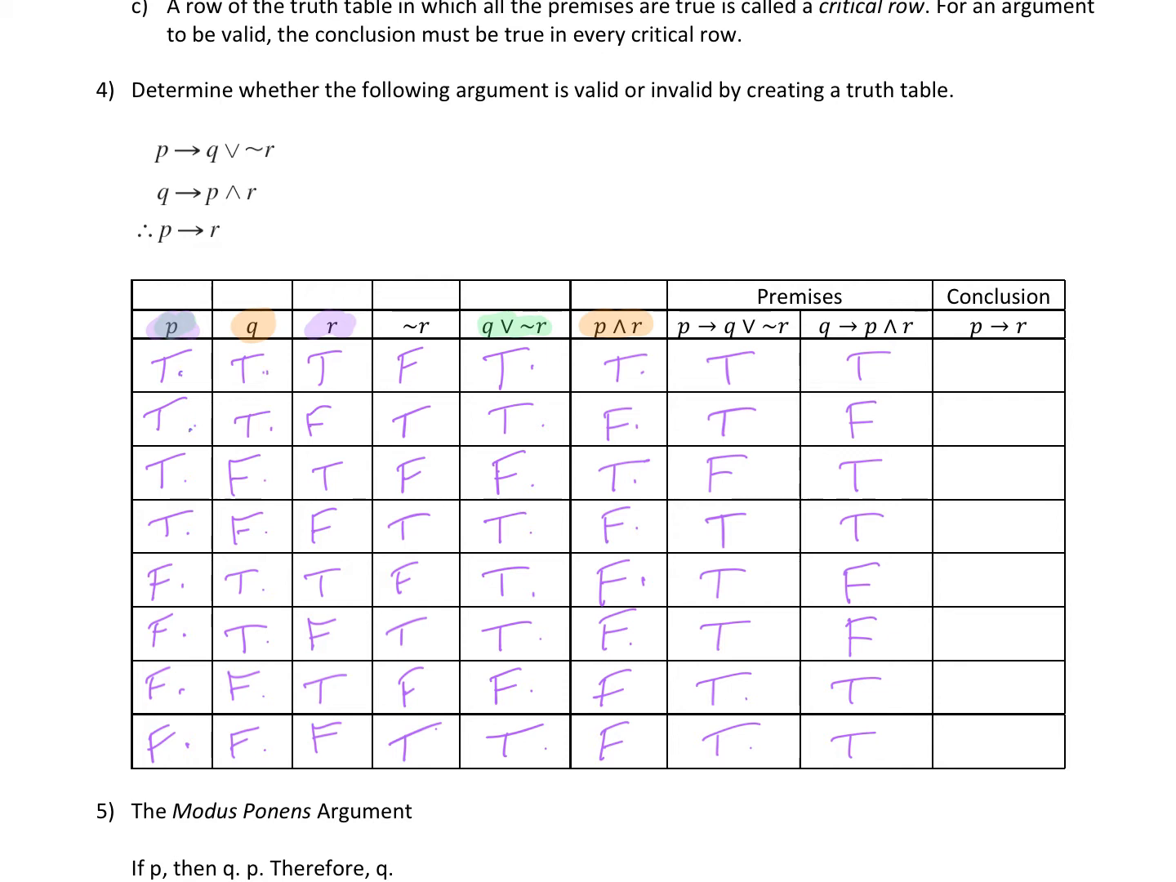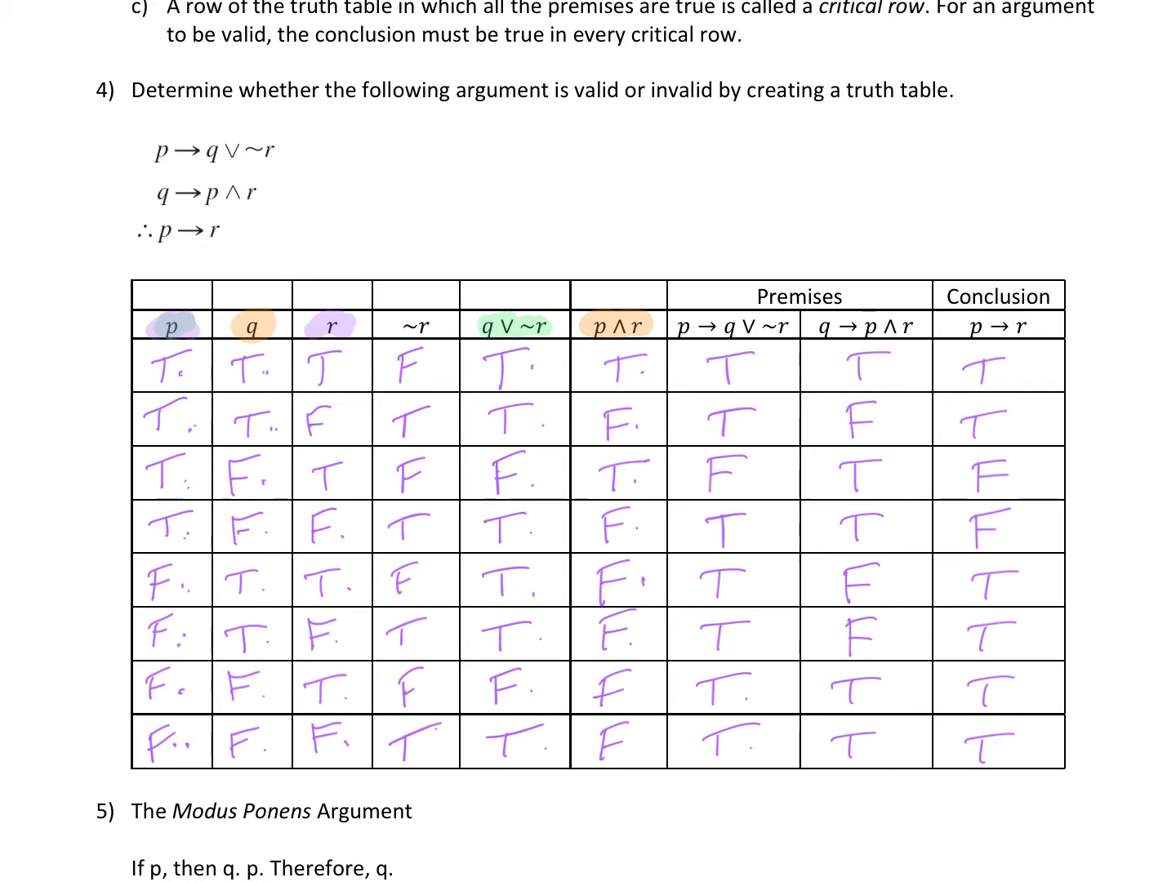So I have true, true, true, true, true, false. So that gives me a false. True, false. That gives me a false. False, true, false, false, false, true, false, false. Okay, so the rest of them are true. Now I just want to identify critical rows. Rows in which all the premises are true.